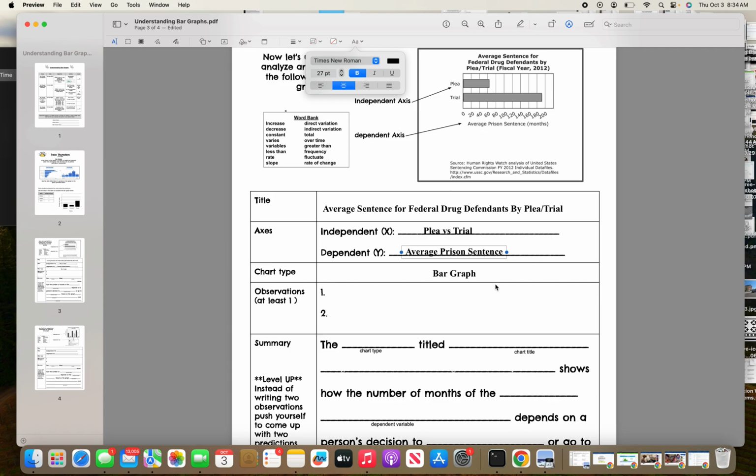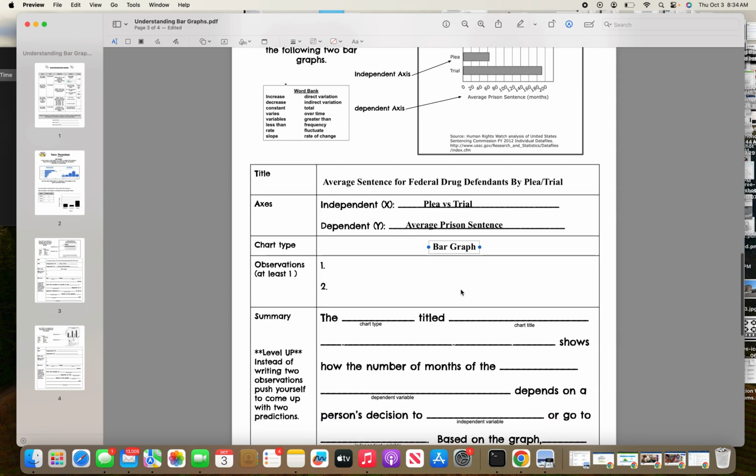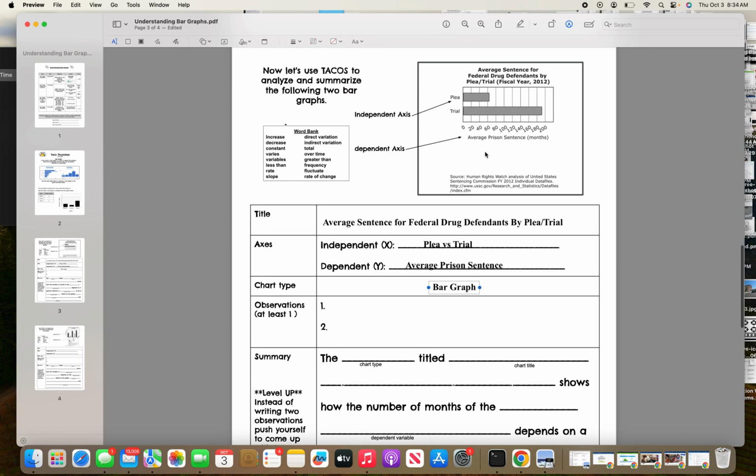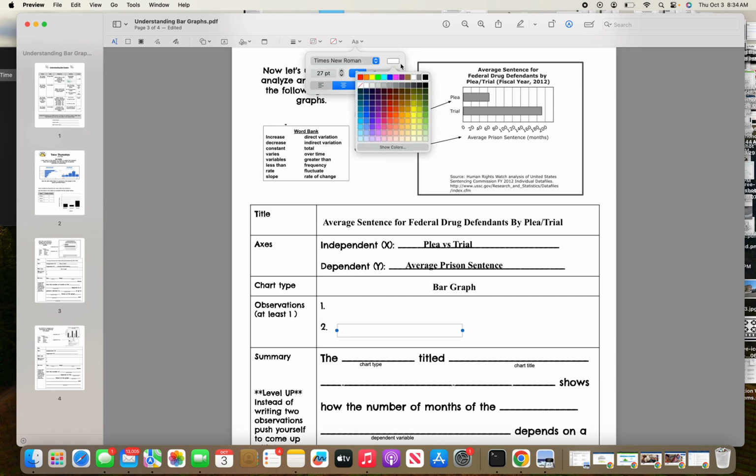All right. What about the chart type? What type of chart is this? Bar graph. All that we're focusing on this month is bar graphs. All right. Let's look at some observations. Well, what type of chart is this? Is it vertical or is it horizontal? It's going from left to right. I would say that is a horizontal bar graph. That's an observation that we can make.